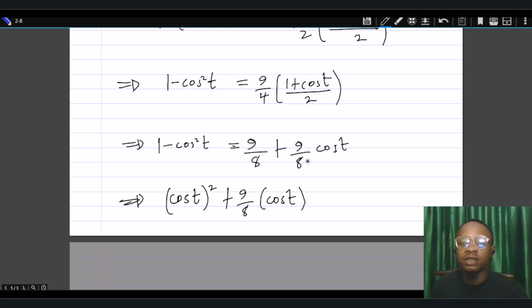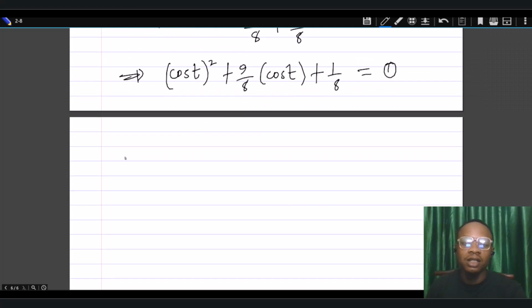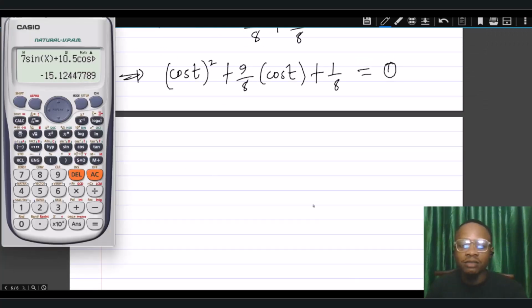We'll move this one to the other side. So this is 9 over 8 minus 1. So that is 9 over 8 minus 1, which is 1 over 8 left. And then we have this equal to 0. So this is now a quadratic equation in terms of cos t. And then we can just use our calculator to see what cos t will give us. So let's bring up our calculator and solve this quadratic equation.